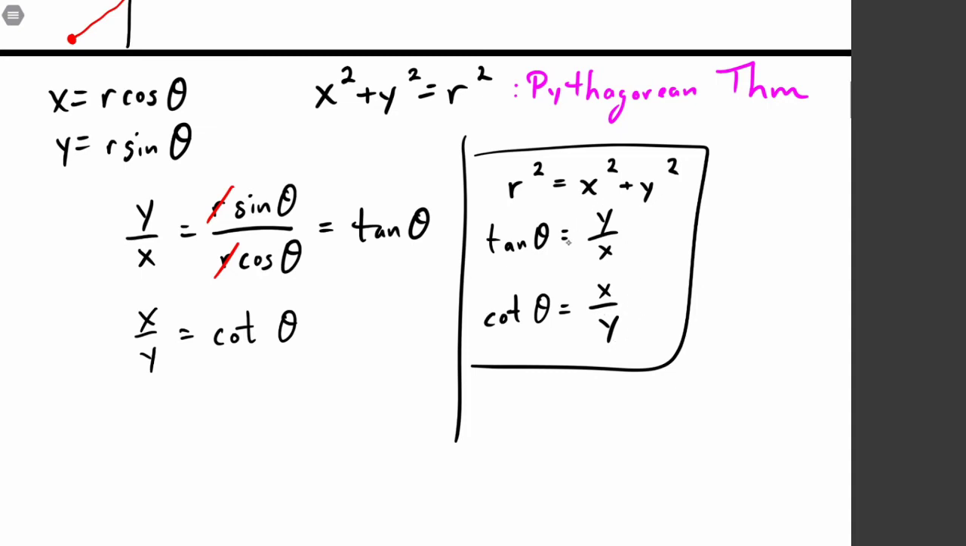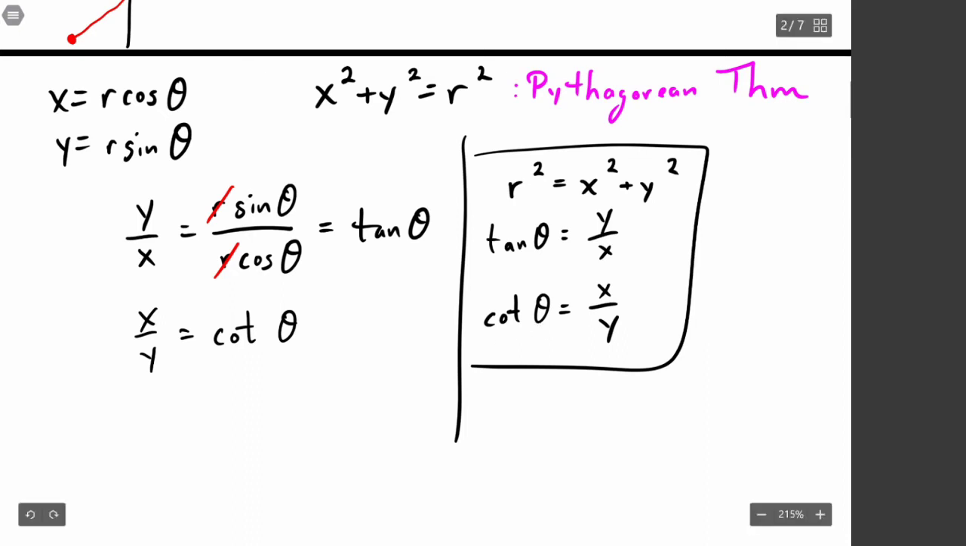Can you think of any problem that might happen with these equations where one works and the other doesn't? Wait a second there. So the problem can come in, well, what if x is 0? Well, then this equation's undefined, right? Because we have a 0 in the denominator. What if y is 0? Well, then this equation's undefined.